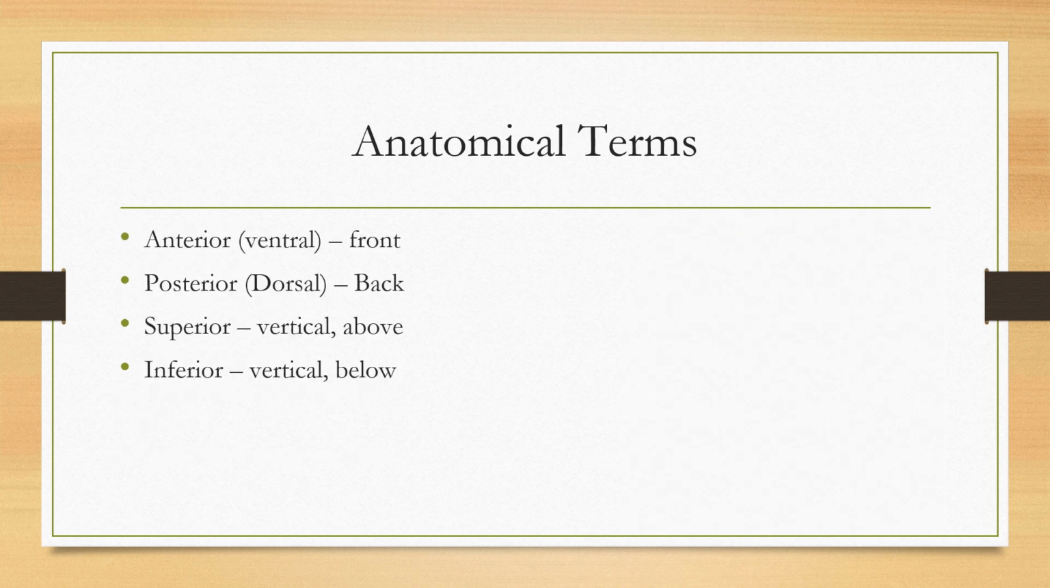So anterior or ventral is the front of something. Posterior or dorsal, think like a dorsal fin on a shark. It's on their back, right? So dorsal is back or posterior. Superior, so think about someone being your superior. They're above you, right? Or they outrank you. So this is going to be vertically above something. If you see inferior, we're talking vertically below something.